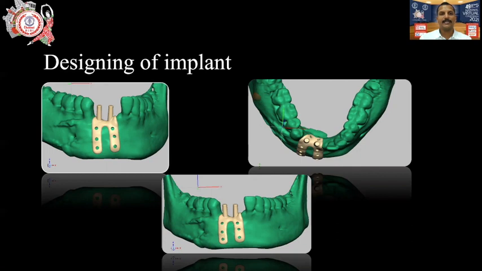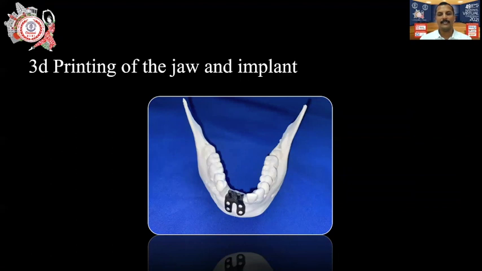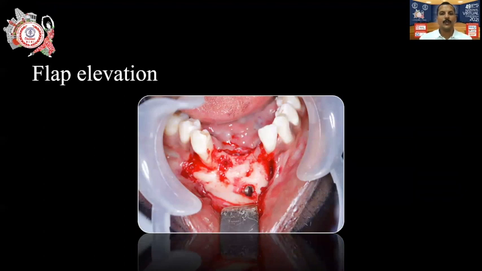We designed it in such a way that it gives good stability and is less invasive, with good labial support as well as lingual support without much elevation. Then we did 3D printing and got a titanium printed model. Once we had done a flap elevation under local anesthesia, we could see the lag screw.